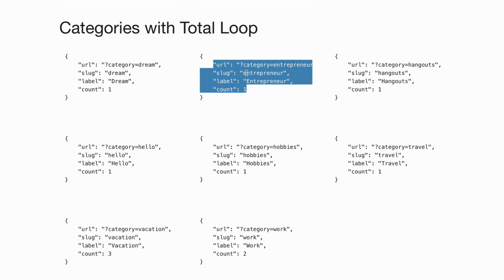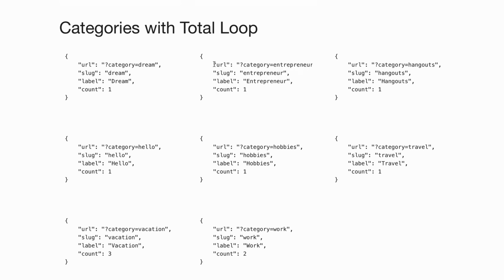And some of the things like history won't have a label. It'll just have a slug. So definitely make sure that you check out the dump for whatever data set that you're using, so that you can actually know what data is available to you.